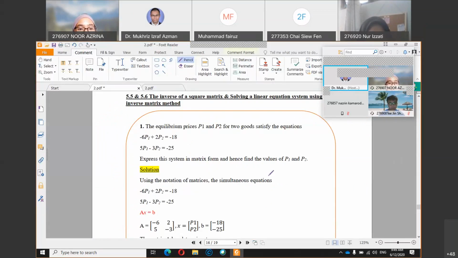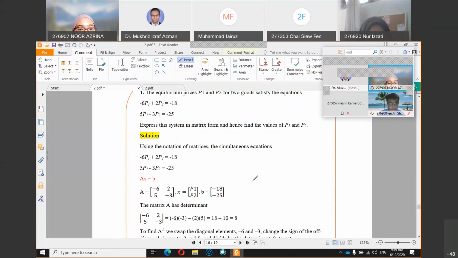Okay, Azrina. For this question, the question wants us to find the value of P1 and P2. The question already gives the equation. First, we use the AX equal to B formula, and then we separate matrix A, matrix X, and matrix B. Then we cross multiply matrix A, and subtract the other number that we cross multiply, and then we get 8.